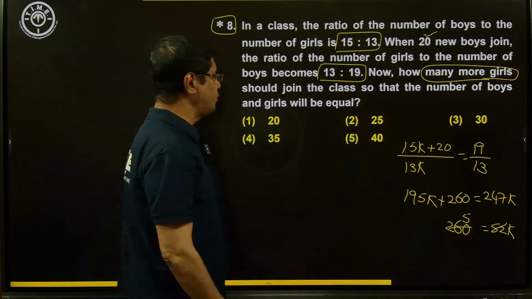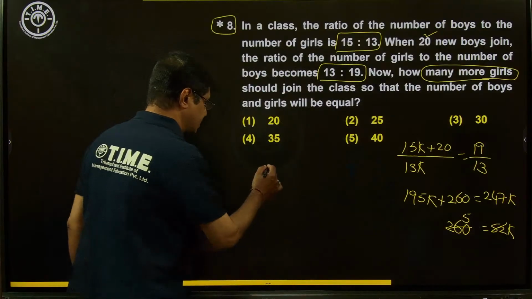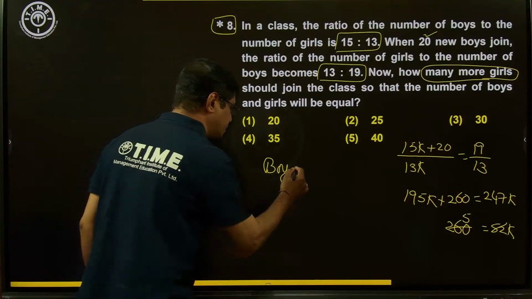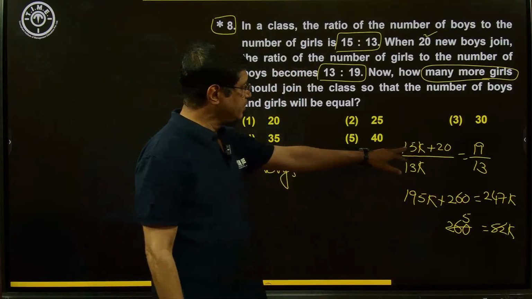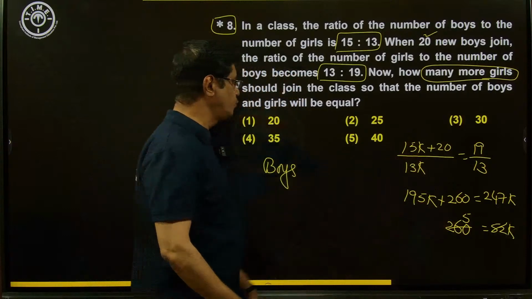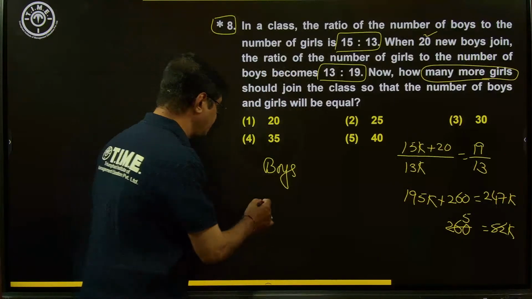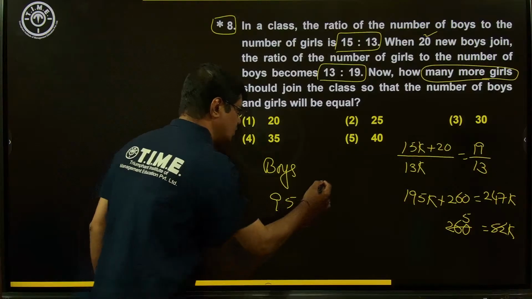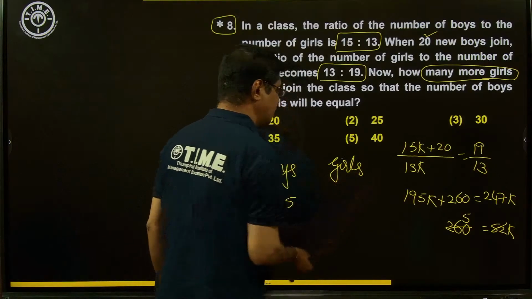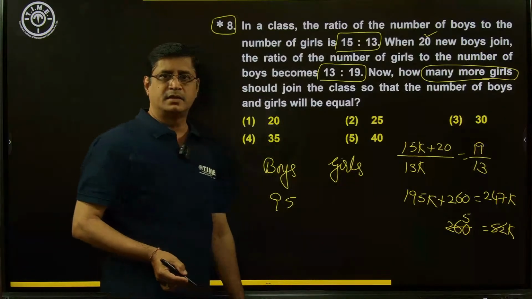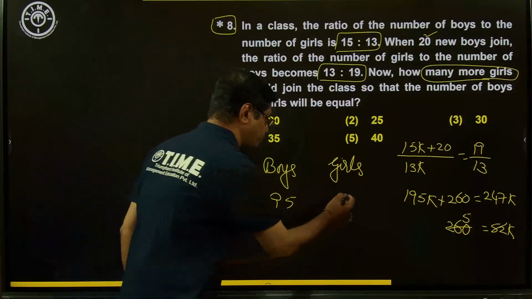When K is equal to 5, what is the number of boys? The number of boys, if we observe, 15K plus 20. 15K means K is equal to 5. 15 into 5, that is 75 plus 20, 95. What about the number of girls? The number of girls, if we observe, here 13K. 13K means 13 into 5, that is 65.